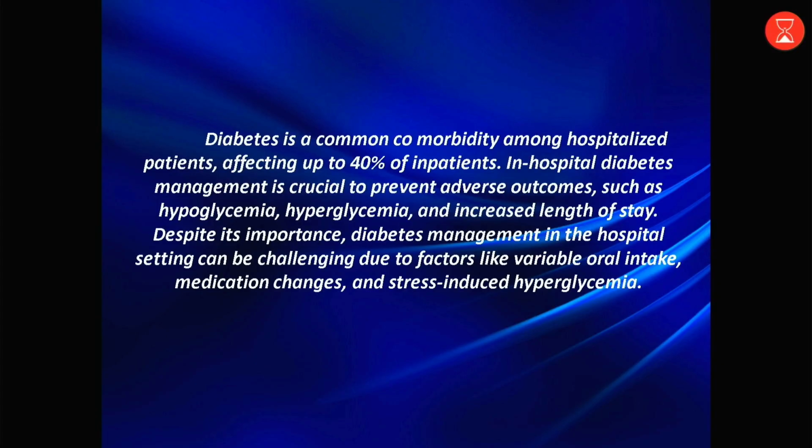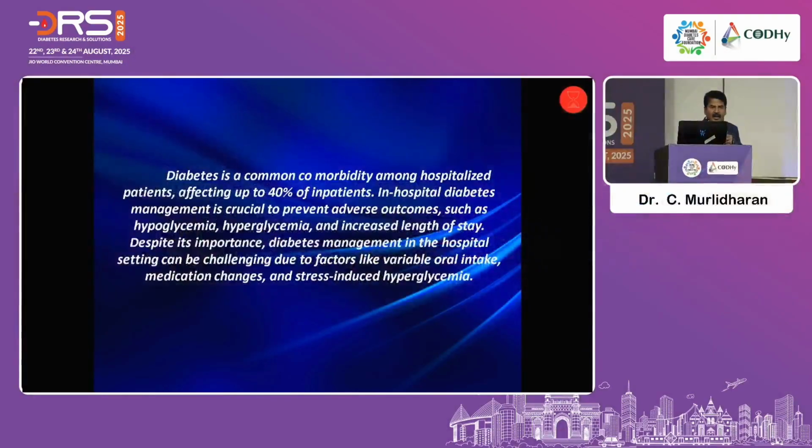So all of us will agree that diabetes is a common comorbidity among hospitalized patients. It affects around 40% of the inpatients. So in-hospital diabetes management is crucial to prevent adverse outcomes such as hypoglycemia and hyperglycemia and an increased length of stay. But diabetes management in the hospital setting can be challenging due to factors like variable oral intake, medication changes, and stress-induced hyperglycemia.